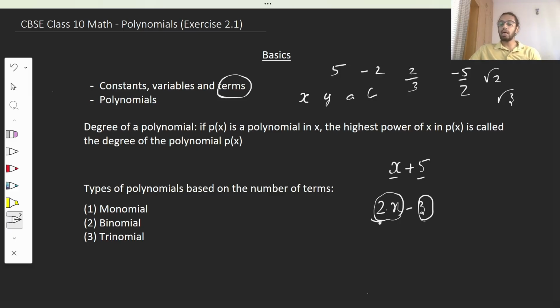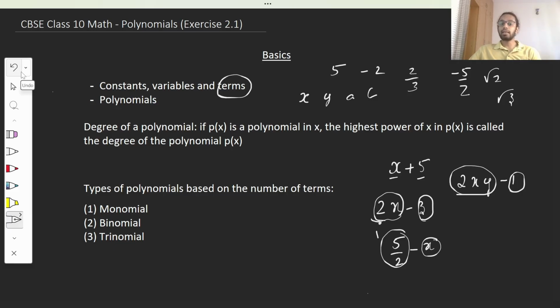Because 2 and x are in product, like multiplication, we don't call it two terms, it will be a single term. The same holds good for division as well. When we say 5 by 2 minus x, this 5 by 2 is a single term and x is a separate term. So the terms are distinguished only by plus and minus. For example, when we say 2xy minus 1, this doesn't have four terms, it has only two terms, which means 2xy is a single term and 1 is another term. So these are some of the basics that we need to know.